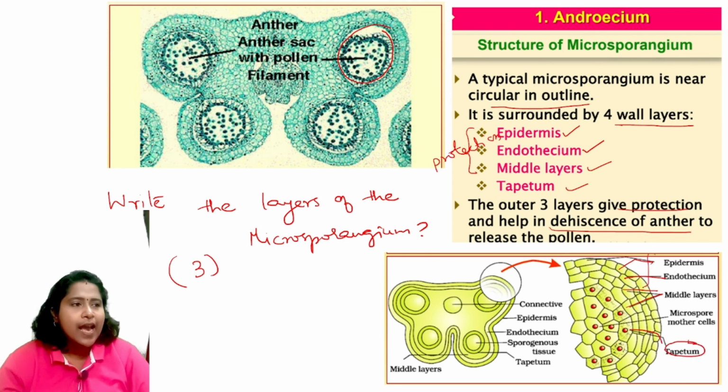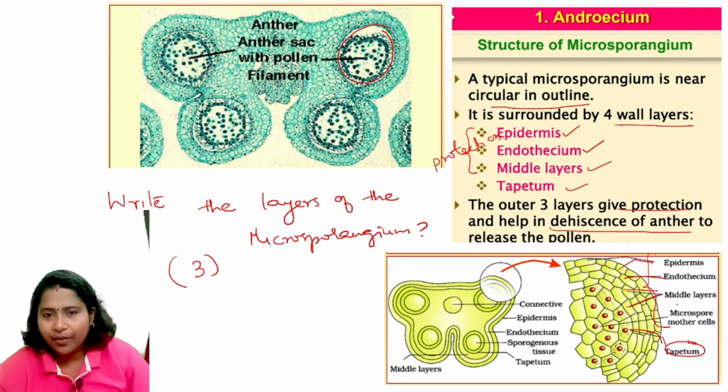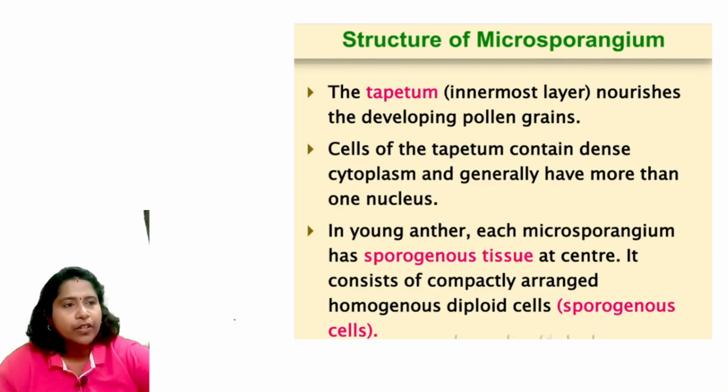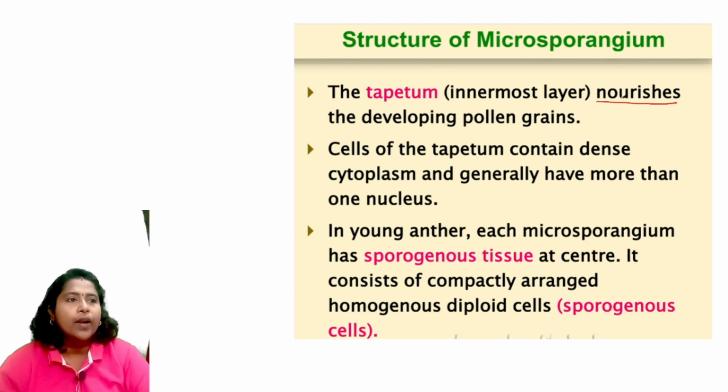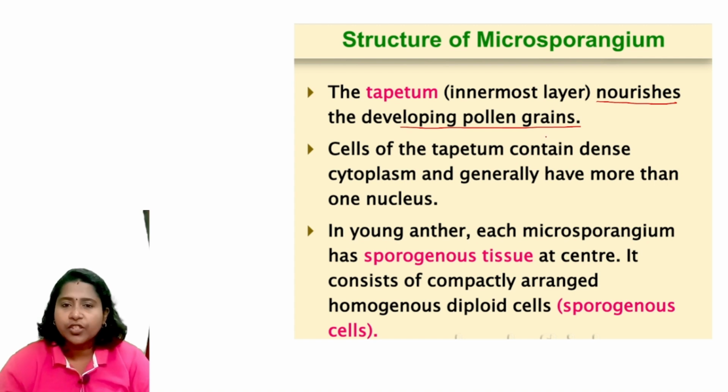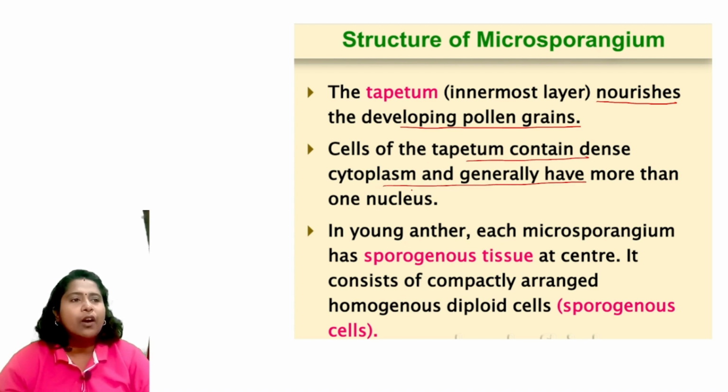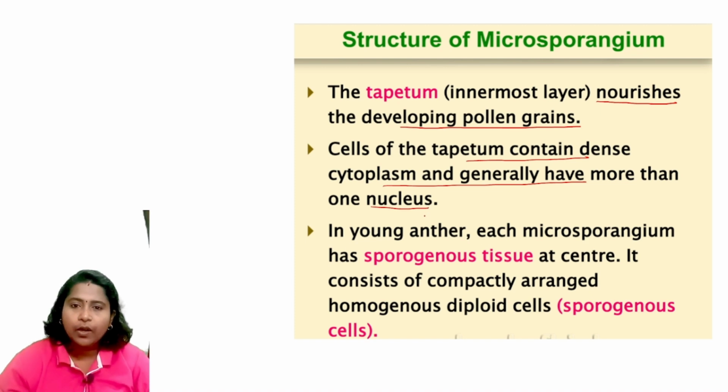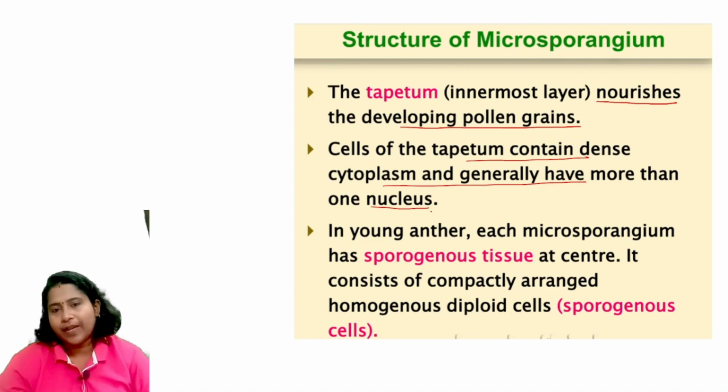These 3 layers are providing protection to the developing pollen grains. But the tapetum function is a little bit different. The major function of the tapetum is providing nourishment. It is the innermost layer. It nourishes the developing pollen grains. And it also has some other functions that I will be discussing later. The cells of the tapetum mainly contain dense cytoplasm and generally have more than 1 nucleus because it has to provide a lot of nutrition to the developing microspore, correct? So that's the reason it has dense cytoplasm.